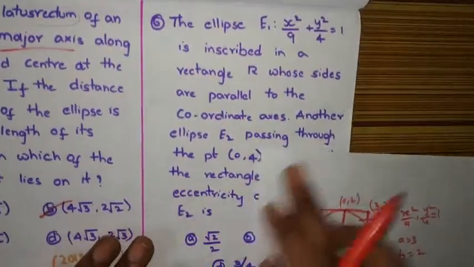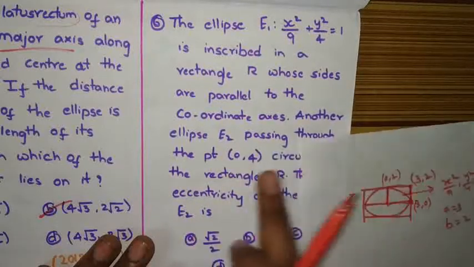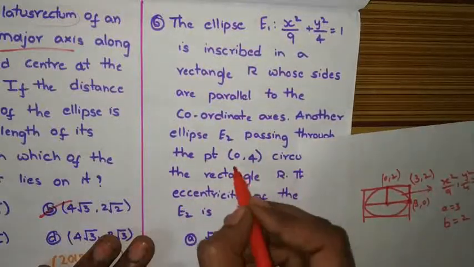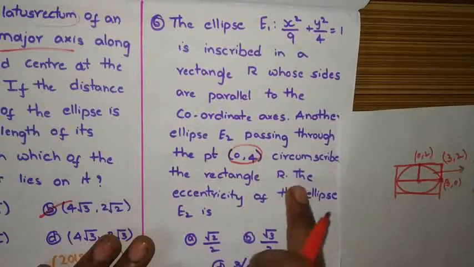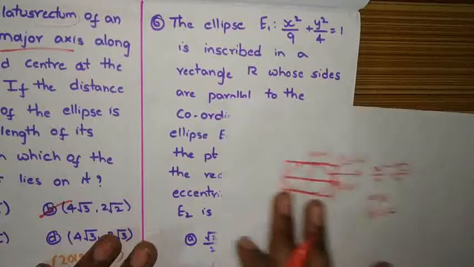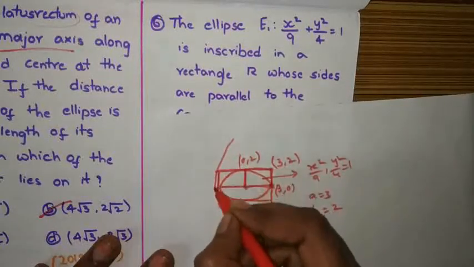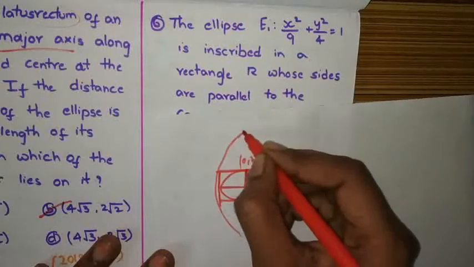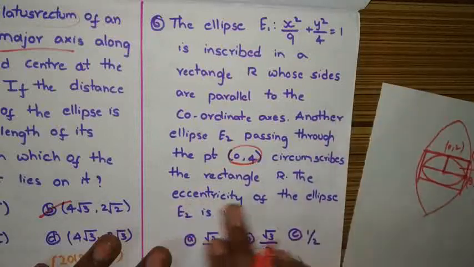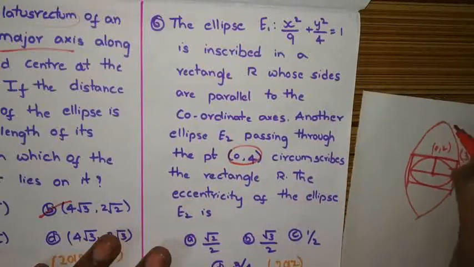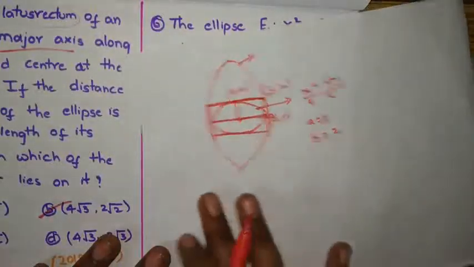Now see, another ellipse E2 passes through the point 0 comma 4. There is another ellipse that passes through this point and which circumscribes the rectangle R. And there is another ellipse which circumscribes, means the ellipse is like this. The ellipse is like this. We have to find the eccentricity of ellipse 2. For this ellipse we have to find the eccentricity.